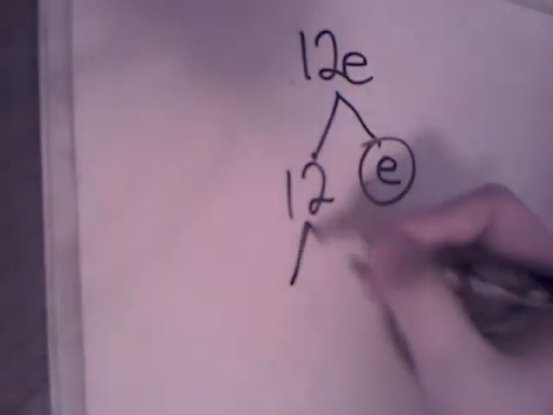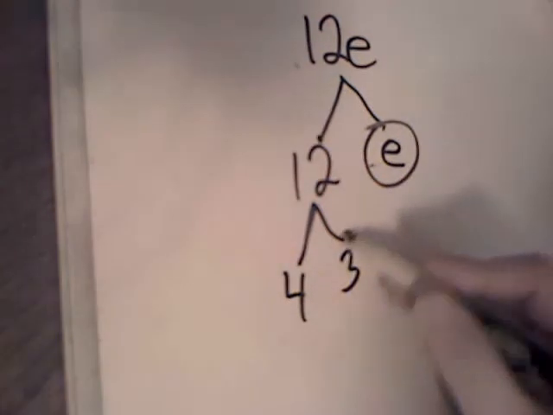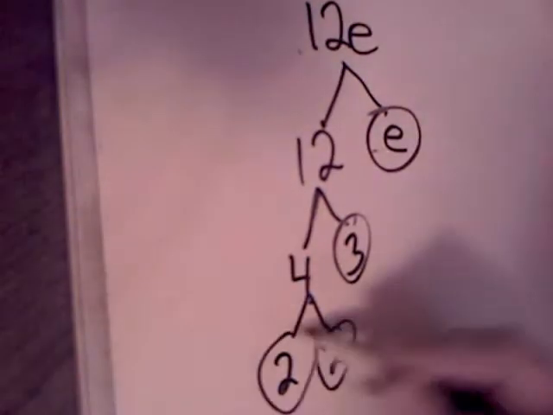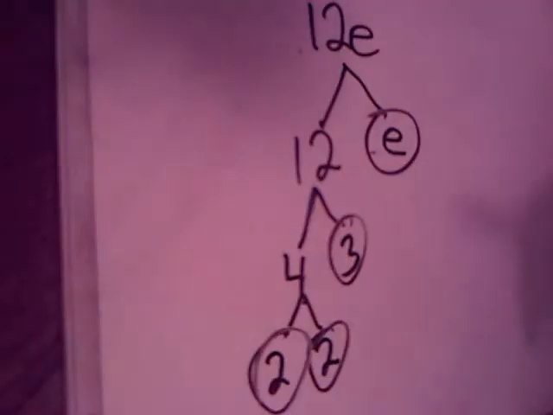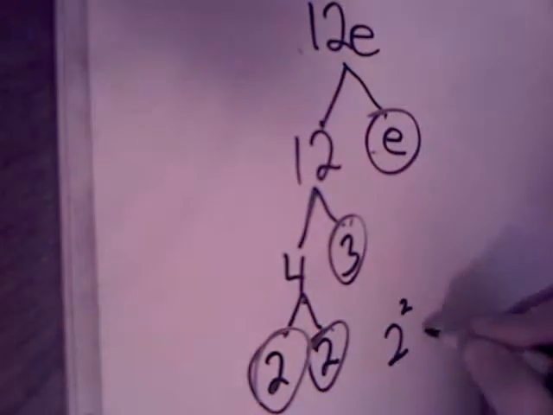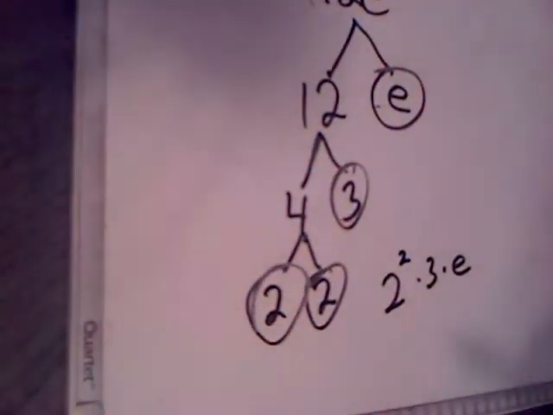Now I get to break down the 12 some more, which is going to be 4 times 3. 3 is prime. 4 can be broken down into 2 times 2. So all of the factors for 12e are 2 to the second power times 3 times e.